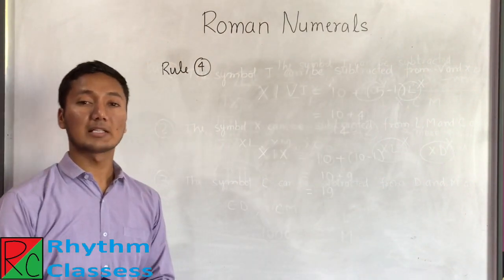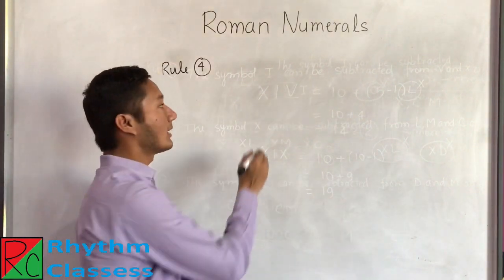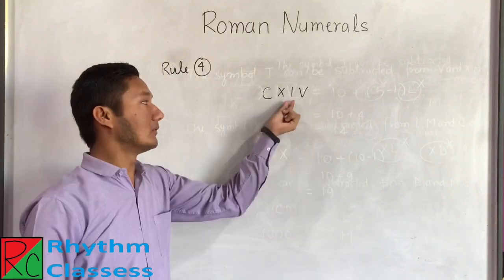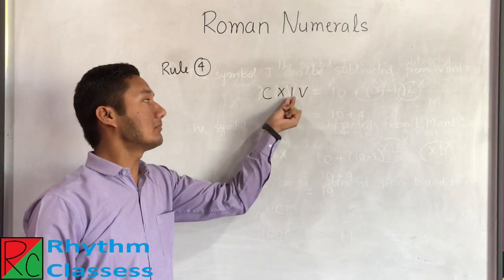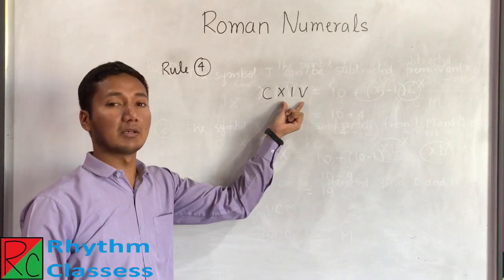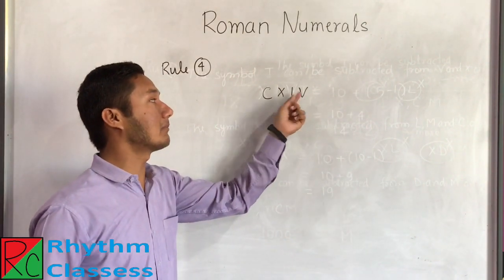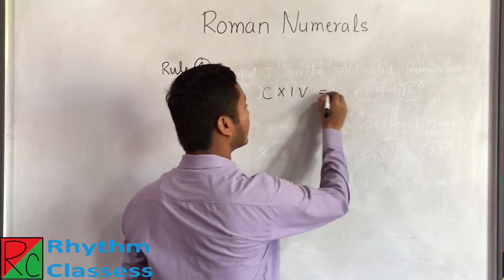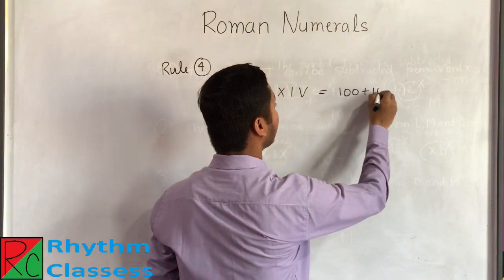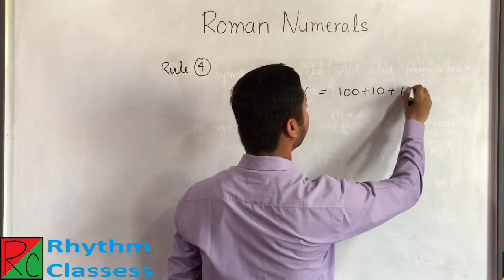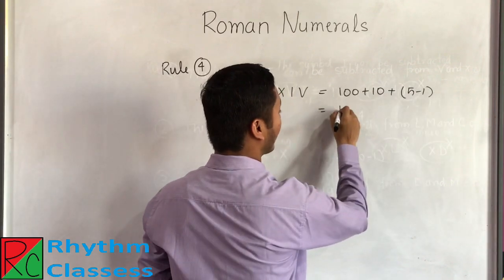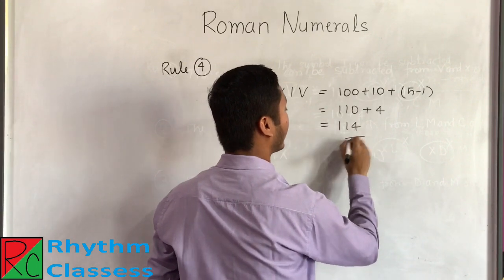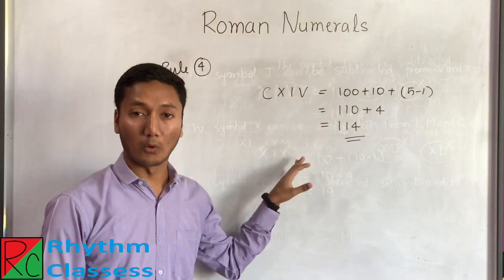We are taking one more example of this rule. If there is a number like CXIV, then what will happen? We see clearly the smaller number is written between the two larger numbers. That means we need to subtract this number from the larger number which is right side to the smaller number. It becomes 100 plus 10 plus 5 minus 1 and it becomes 110 plus 4. Finally it becomes 114. This is our rule number 4.